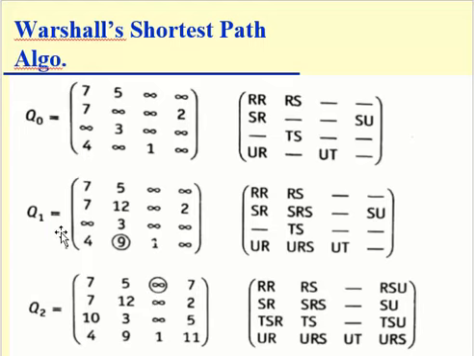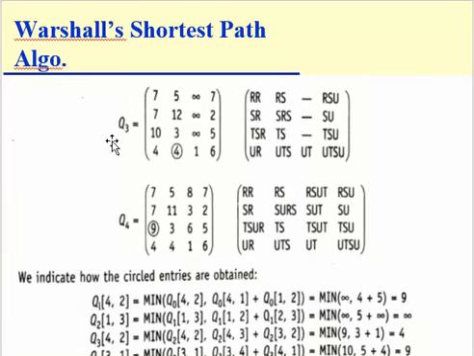This is through vertex R, 1 is R. This is through vertex 2, that means S. Then you are finding through vertex T, through vertex U. So this is your final answer, that you would be getting. And what is that?